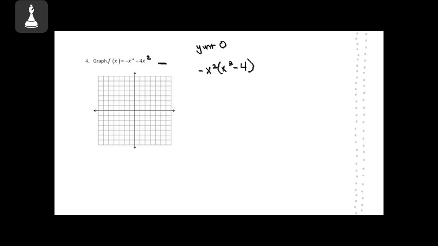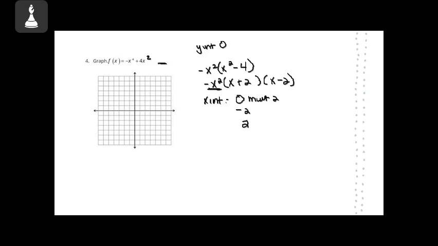So I have -x², and then this inside is going to factor to x plus 2 and x minus 2. Meaning that our x-intercepts are 0. This one, though, has a power 2, so it's multiplicity 2. We have an x value of -2 and an x value of positive 2. Each of these are single roots. Remembering we have a 4th degree.